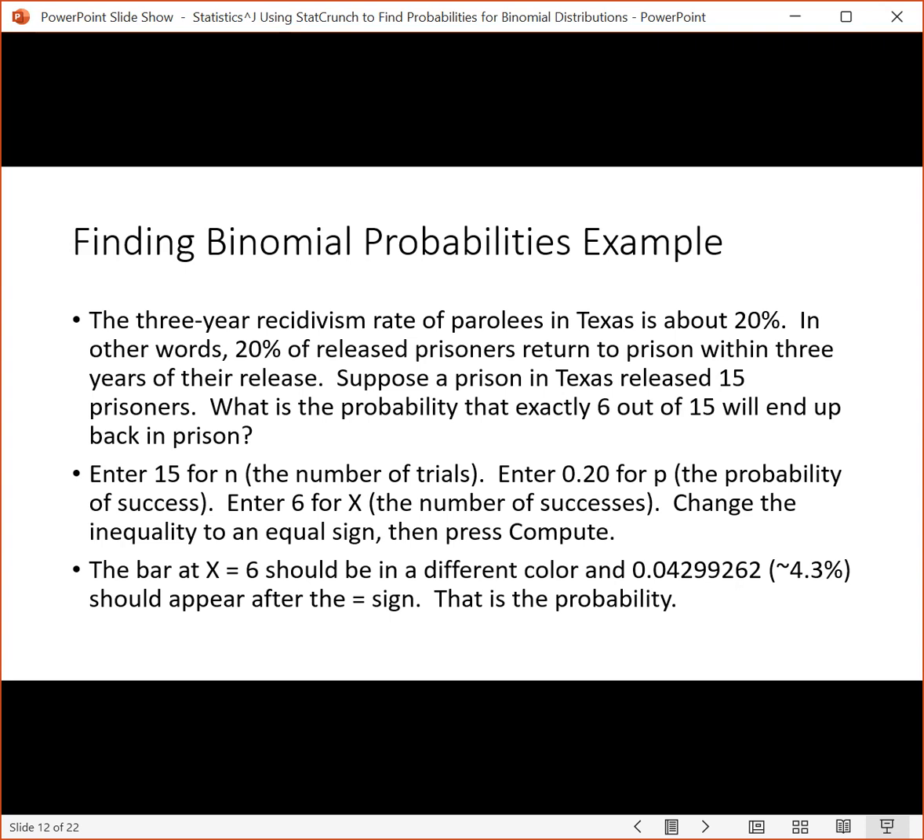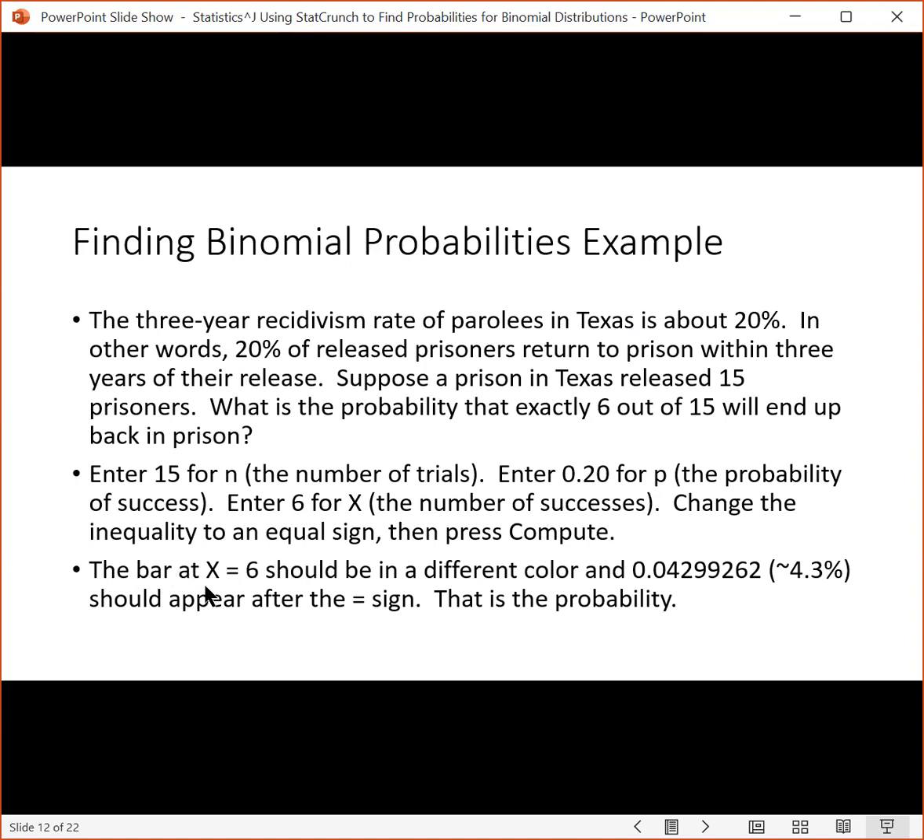So how many are being released? 15, that is the number of trials. There is a 20% chance that the individuals do end up back in prison. And we want to know the probability that 6 of those do end up back in prison. So 6 is X, the number of successes. And we want it exact, so we're not asking for more than 6, less than 6, or at least 6. It's exactly 6. So you want to change the inequality to an equal sign and then press compute.